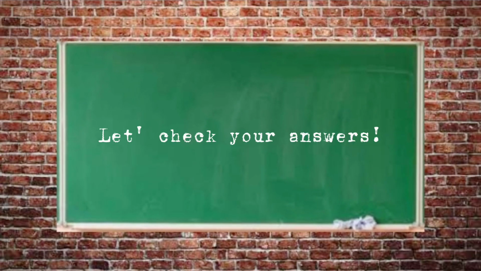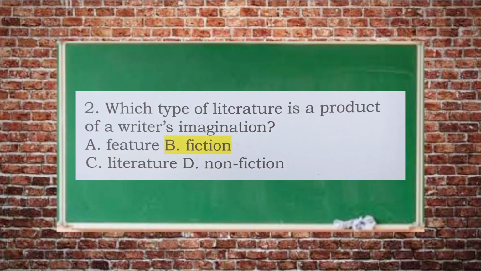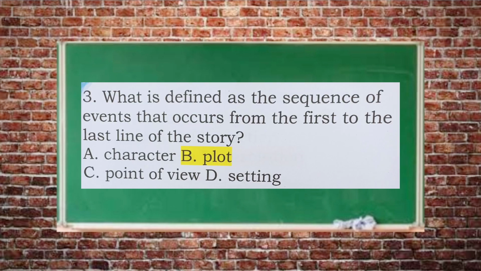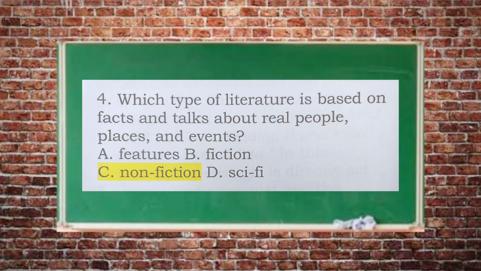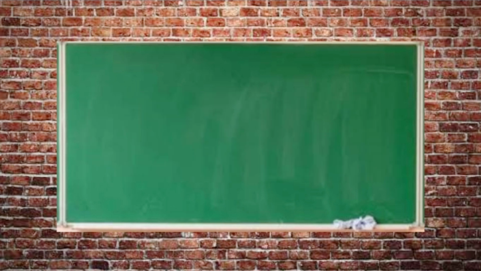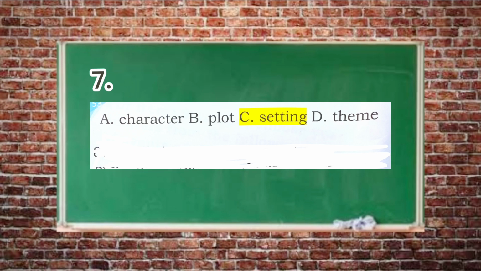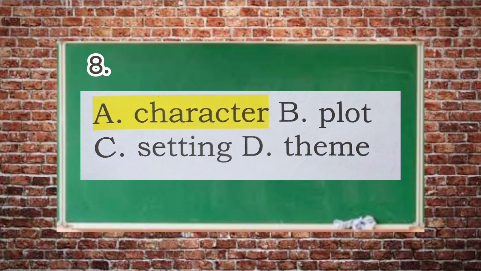Let's check your answers. Number 1 is B. Literature. Number 2 is B. Fiction. Number 3, B. Plot. Number 4 is C. Non-fiction. Number 5, D. Resolution. Number 6, A. Man versus man. 7, C. Setting. 8, A. Character.